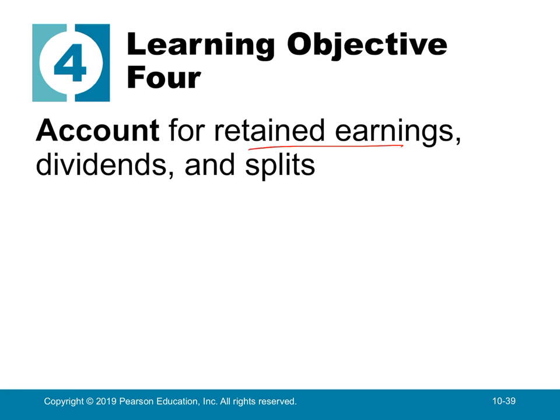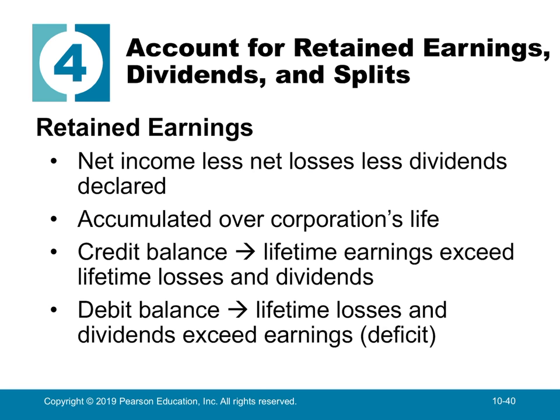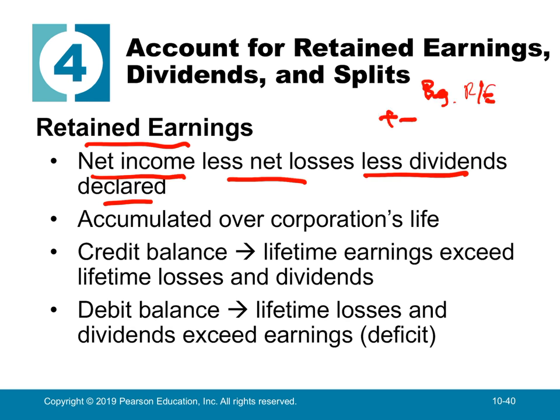So this is gonna be a refresh on retained earnings and dividends and stock splits. So for retained earnings, just as a refresher, net income minus any net losses less any dividends declared is how we're going to calculate the retained earnings. So if you remember, we have beginning retained earnings, then we're going to plus or minus net income or net loss minus dividends, and that gives us ending retained earnings.